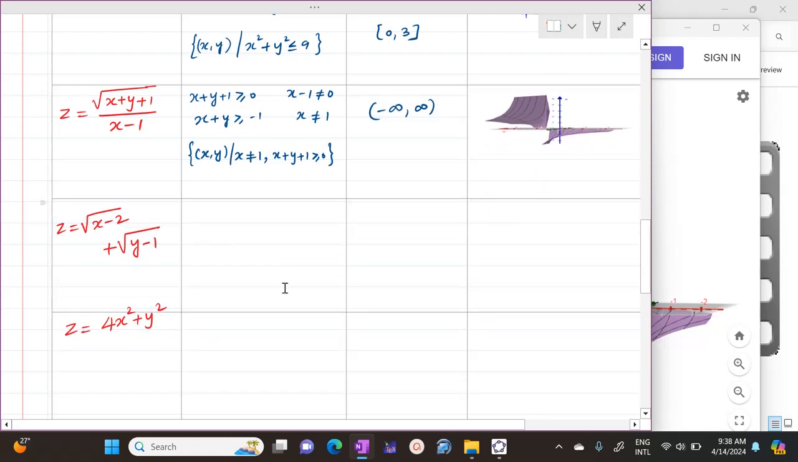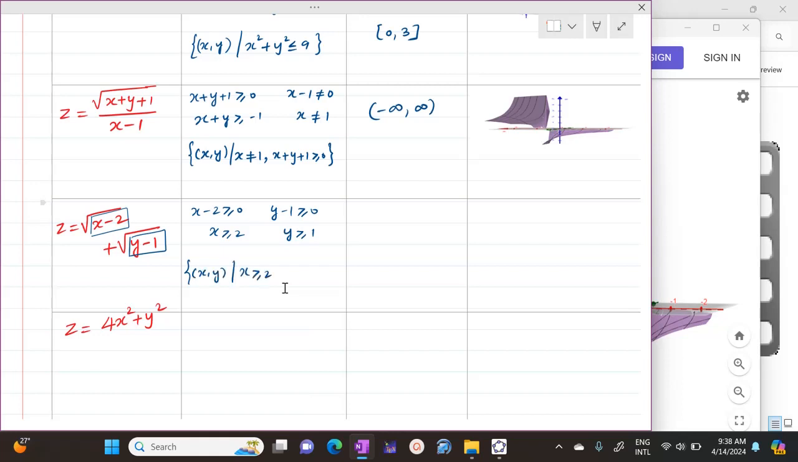Done. The next one: find the domain of z equals square root of x minus 2 plus square root of y minus 1. The x minus 2 must be more than or equal to 0, and the y minus 1 is also more than or equal to 0. If you simplify, z is more than or equal to 1. So the domain is (x, y) given x more than or equal to 2, y more than or equal to 1.